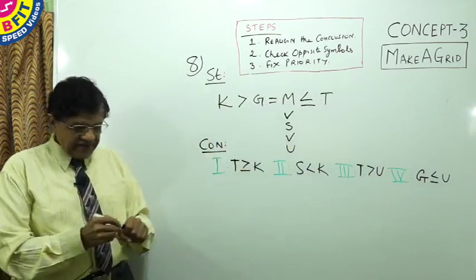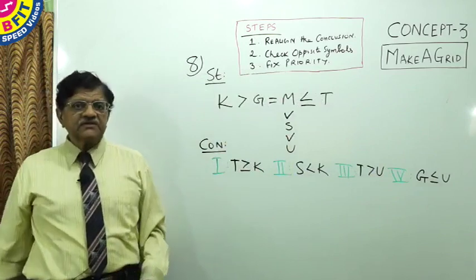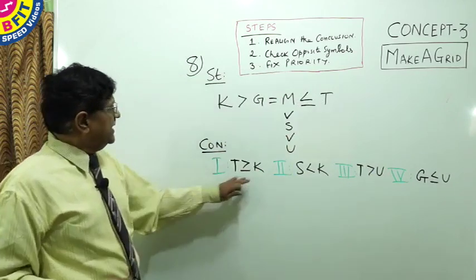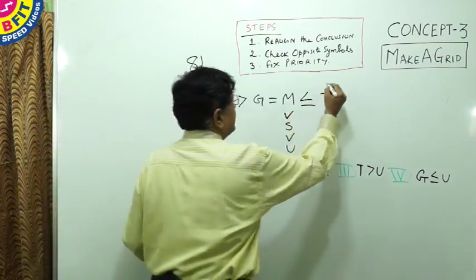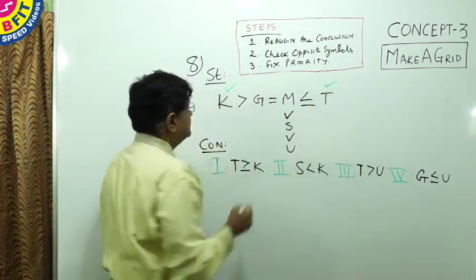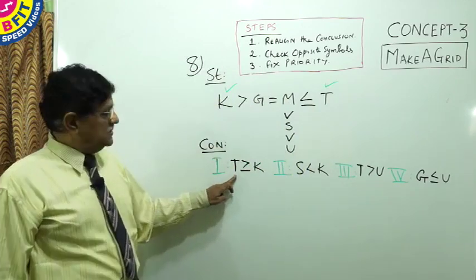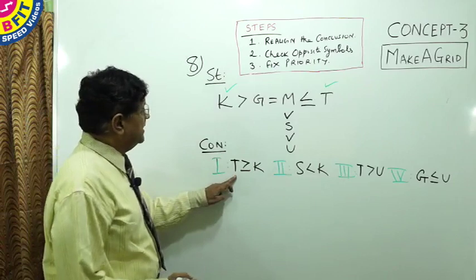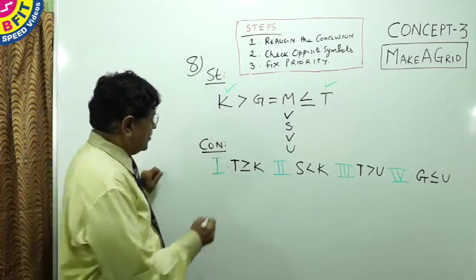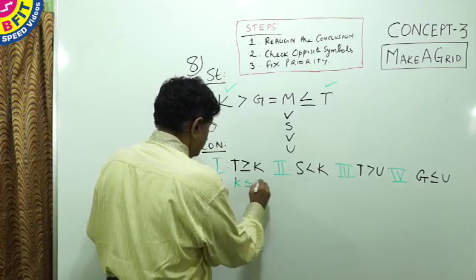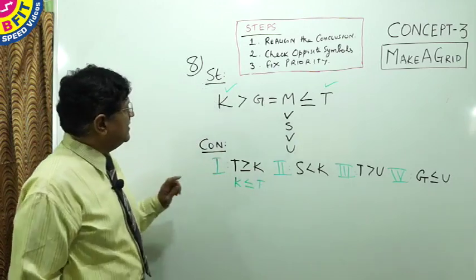Now let us look at the first conclusion. What are the elements? T and K. Where is T? T is here, K is here. But the conclusion is not aligned. So the conclusion has to be aligned in tune with the statement. Therefore, we have to say K is less than or equal to T. This is what we have to verify.